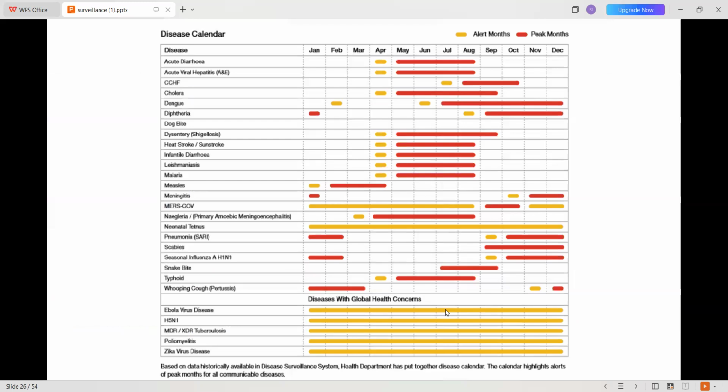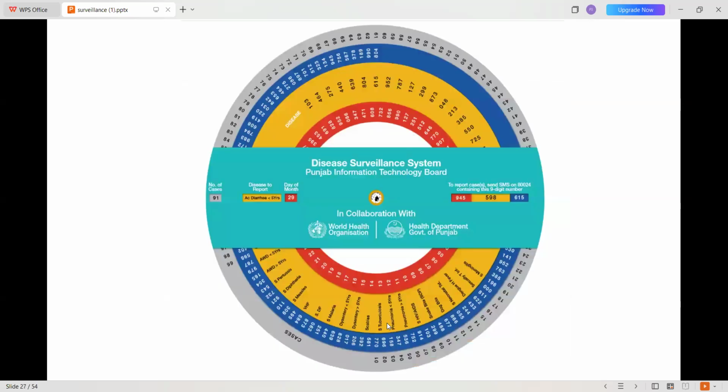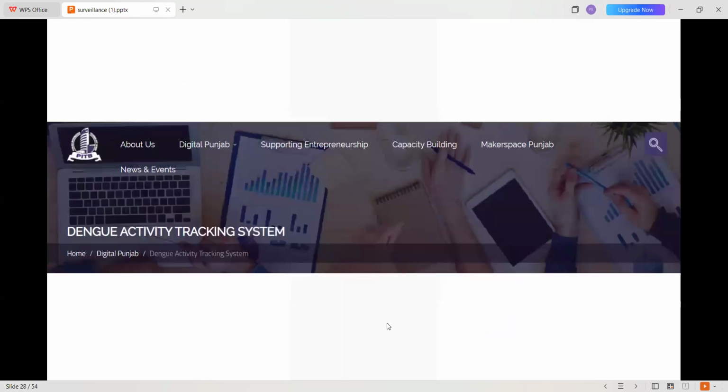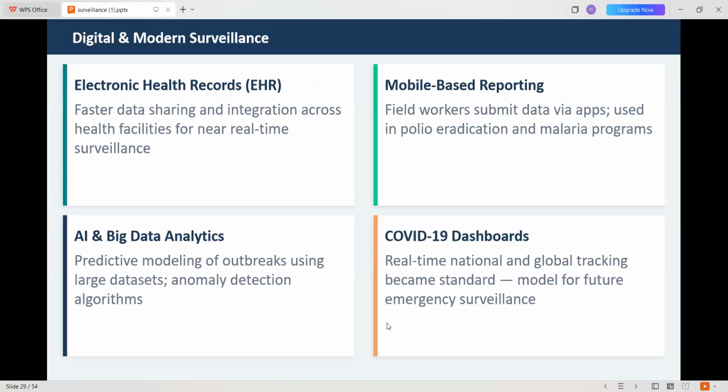So this is the disease calendar, based on data historically available in the disease surveillance system. The health department has put together this disease calendar. The calendar highlights alerts for the peak months of all the communicable diseases. So this is another diagram showing the disease surveillance system. This is the dengue activity tracking dashboard.